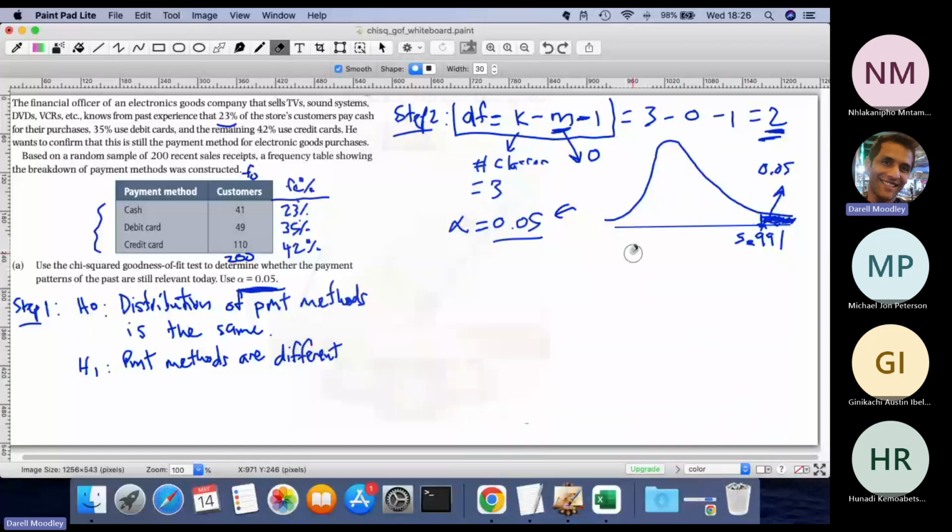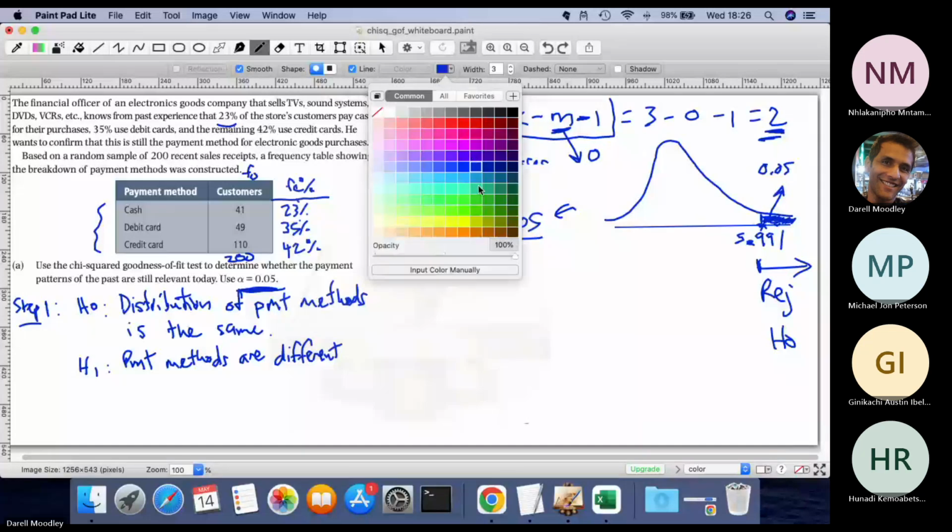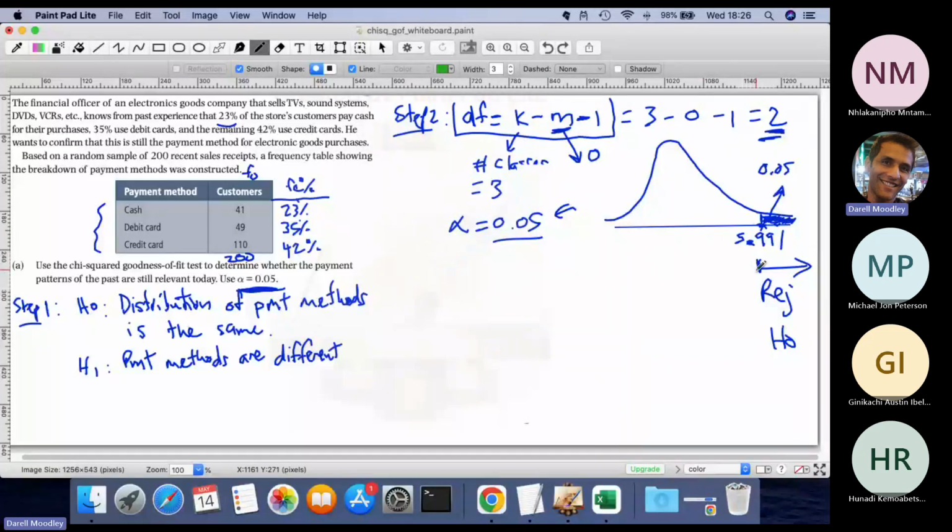Now that we have a critical value, we can state that anything on the right of this value, we will reject H0. And anything on the left of it, let me put a different color so we don't get confused, anything on the left of it, we accept H0. All right, so that's step 1 and step 2. Okay, now let's move on to step 3.